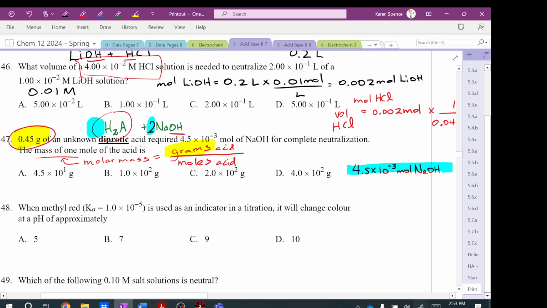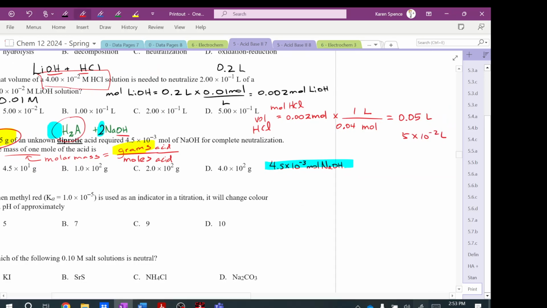So we need to look at our coefficients there and say we have 1 mole of H2A for every 2 moles of NaOH. So that's going to be 2.25 times 10 to the negative 3 moles of H2A.